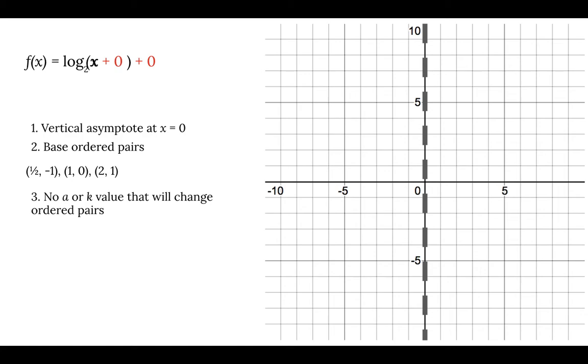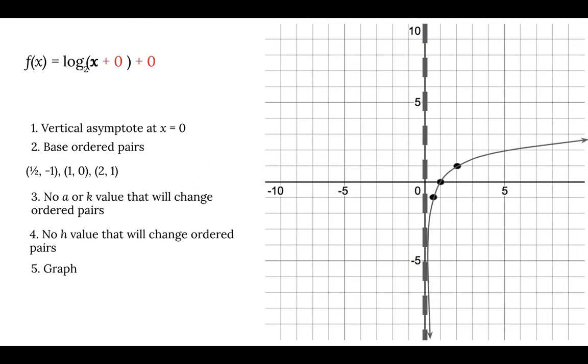Step 3, I don't have an a value. I do not have a k value that's going to change the y values in my ordered pairs, so I will skip that step. And step 4, I don't have an h value that's going to change the ordered pairs either because it's a 0. So I go to step 5, graph my dots, draw the line, and that's what log base 2 of x will look like.